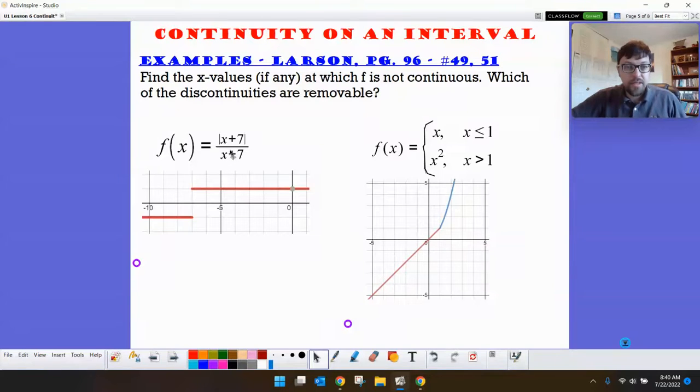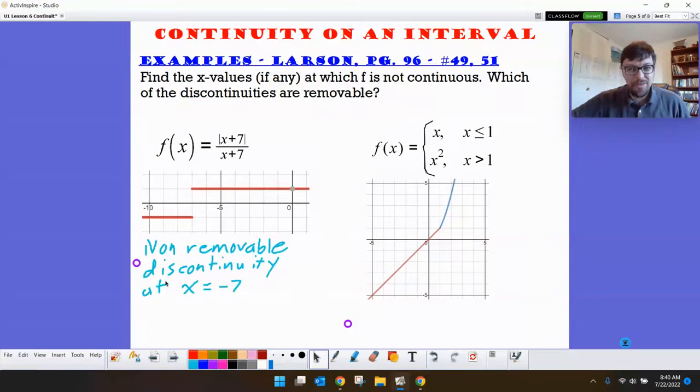Again, as we see this one, based on the graph, that's definitely not a removable discontinuity because our limit doesn't even exist. You could also ask, is there a way that I would be able to cancel this x plus 7 with the x plus 7 in an absolute value? No, there's not. So that is a non-removable discontinuity at x equals -7.